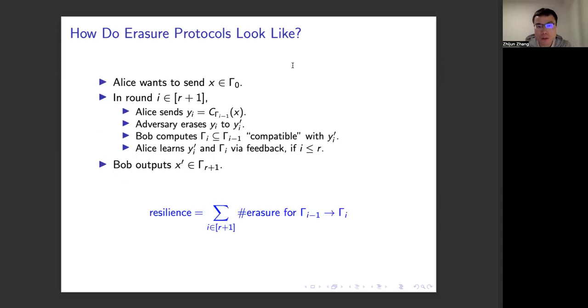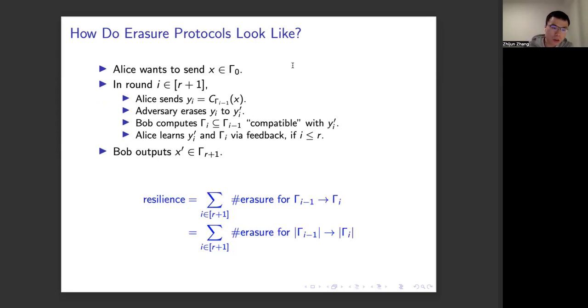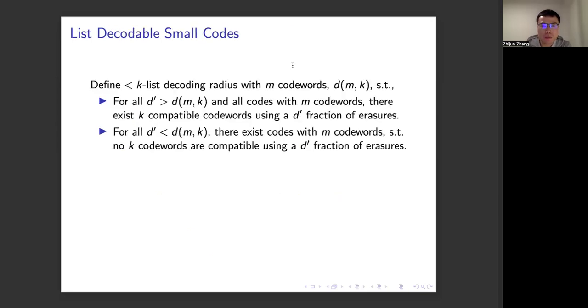And the resilience of such a protocol is simply the summation over rounds of the amount of erasures required to shrink the set Γ_{i-1} to Γ_i. And furthermore, we actually don't care about the specific elements of the Γ_i's. What we do care about is only the size of the Γ_i's, because we only want to know the amount of erasures required to, say, reduce 5 possibilities to only 3 possibilities. So because of this, we need to study what we call list-decodable small codes.